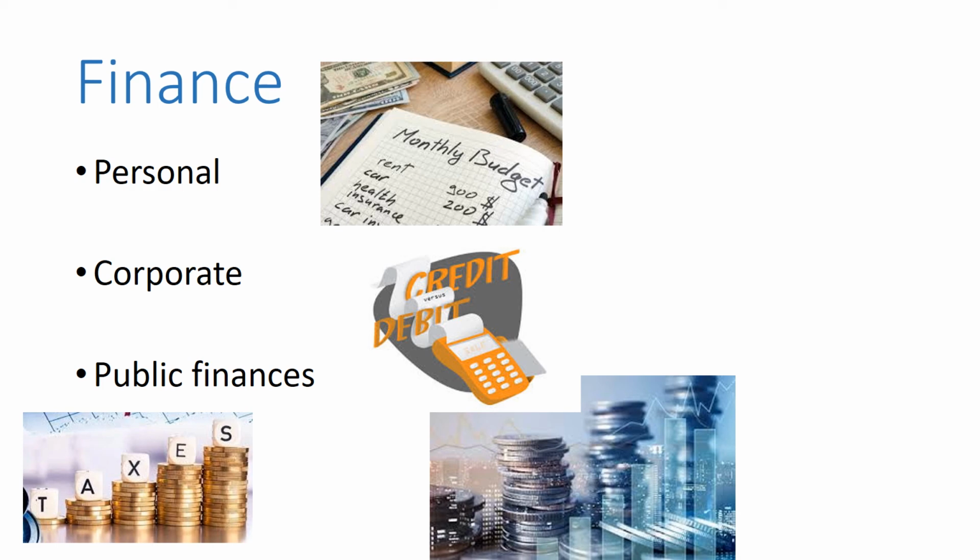Then lastly, we've got public finance, and that has to do with the government and how it pays for the services it provides for the public. These include things like taxes, spending, budgeting, and debt insurance policies. And again, the finance key could be used to calculate those types of things.